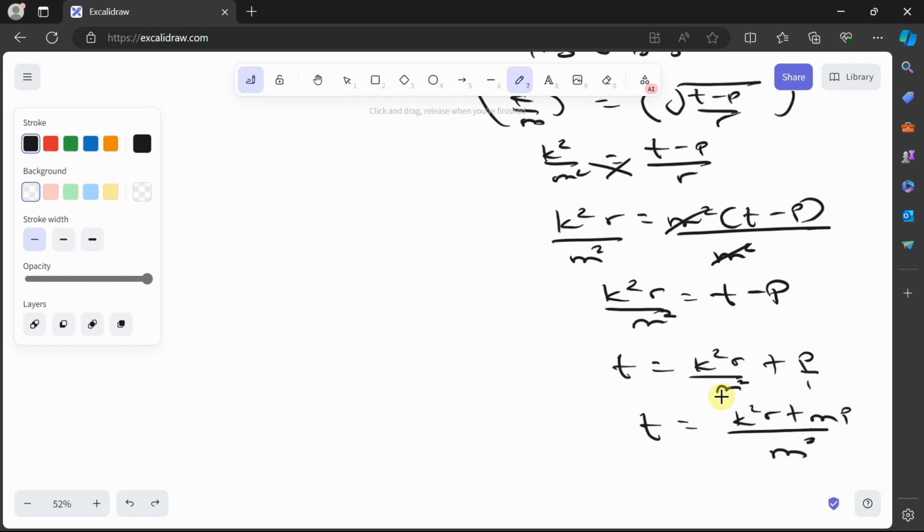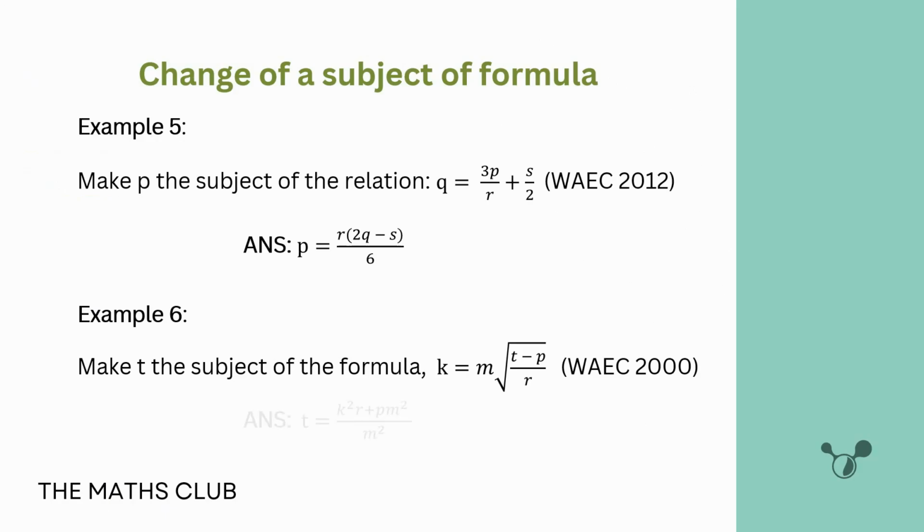So m squared, the m squared will be 1 times k squared r will be k squared r, and m squared, the 1 is m squared times p, that will be m squared. So our answer is k squared r plus m squared p all over m squared. So let's see if our answer is correct. So k squared r plus maybe p m squared, and p squared, the same thing, all over m squared.